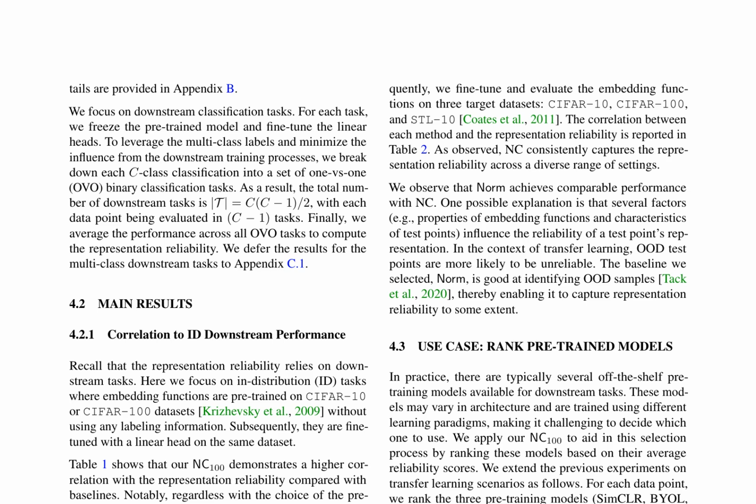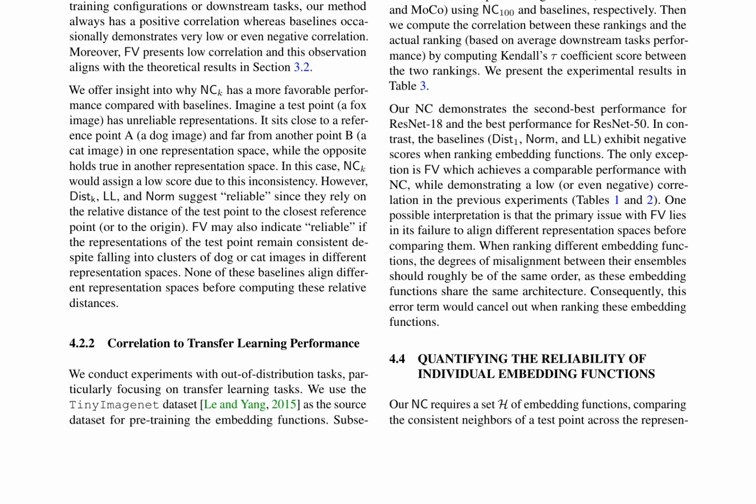The use case section exemplifies how NC can be utilized to rank pre-trained models based on their reliability scores, providing a valuable tool for selecting the most suitable model for specific downstream tasks. This approach highlights the effectiveness of NC in quantifying the reliability of individual embedding functions, which is essential for optimizing model performance and ensuring accurate predictions.